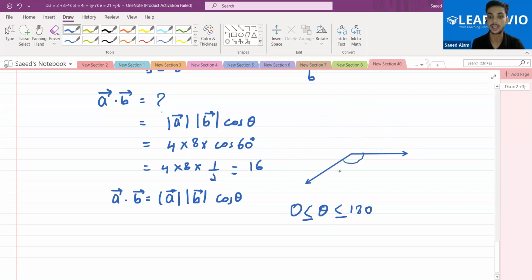Now this time I need to calculate the angle from this side. So it will be somewhat lesser than 180. So actually this theta lies between 0 to 180 degree.